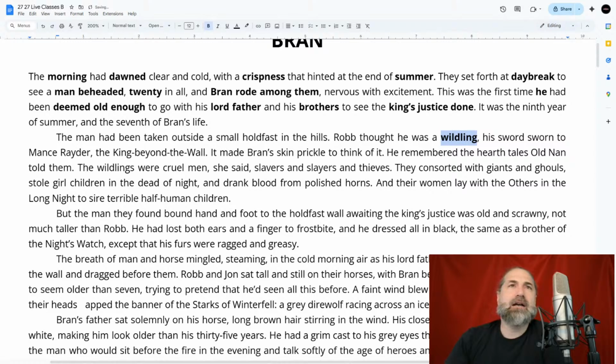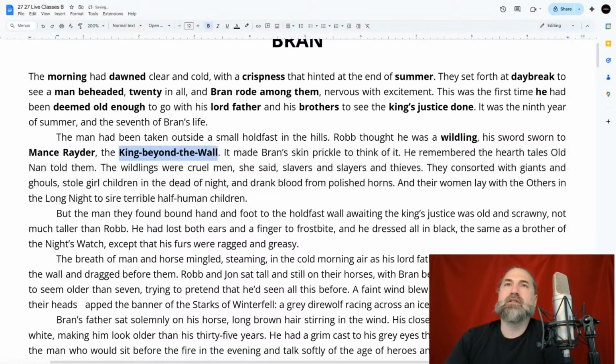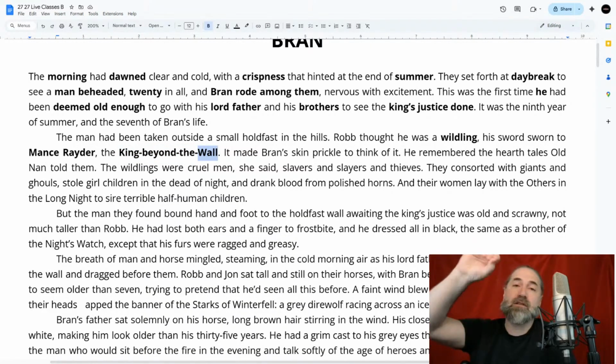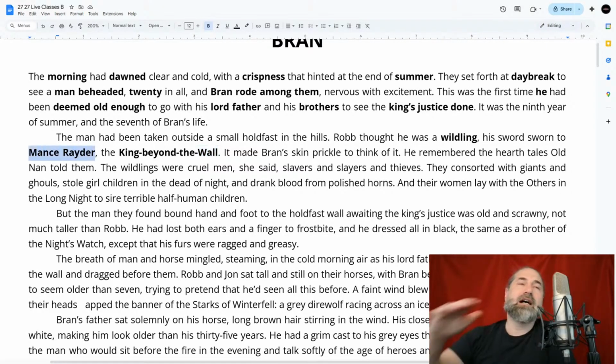Okay? Mace Rider. This is world building. The king beyond the wall. More world building. By the way, seeding: the Wall. It's capitalized. That's seeding that a wall exists. This is seeding Mace Rider. Whatever. We're not really learning a lot about him right now, but it is seeding that he exists. That's what seeding looks like.